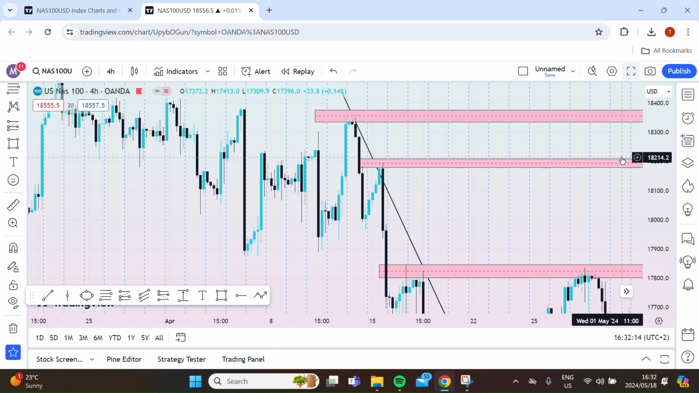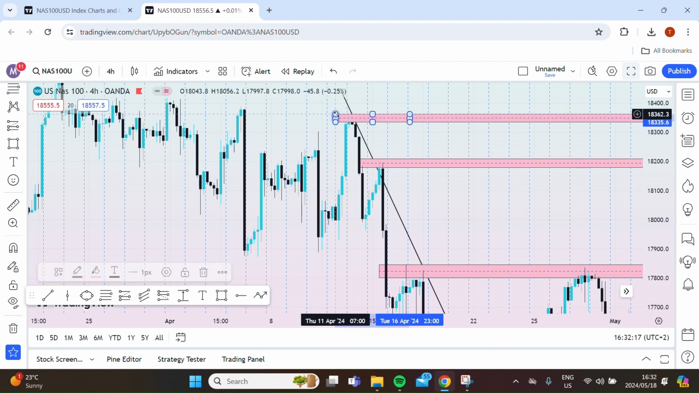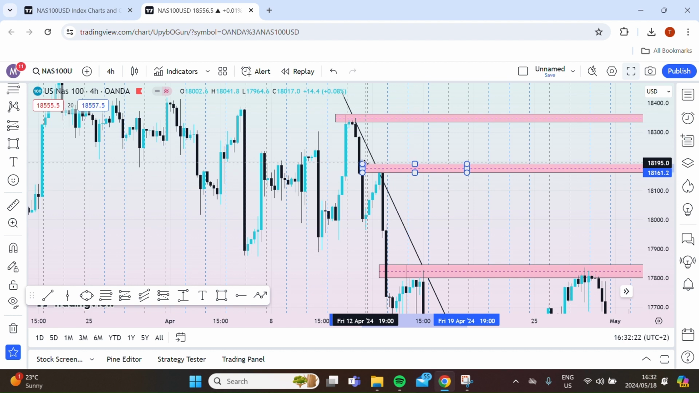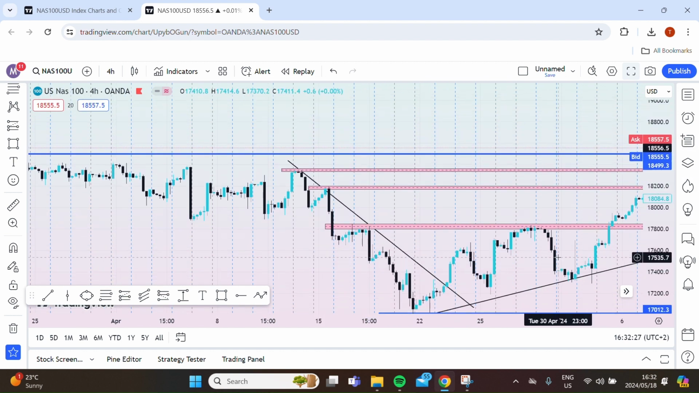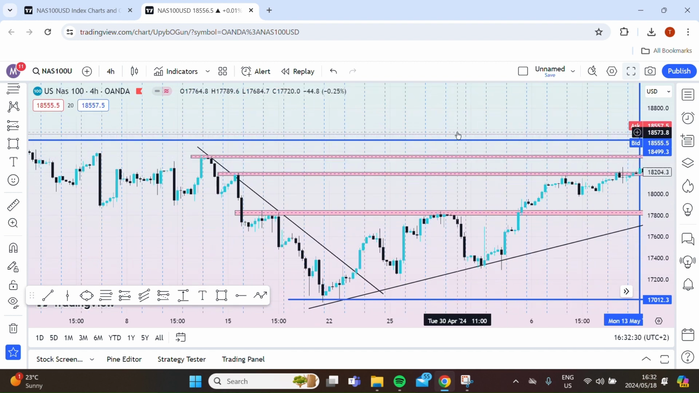So let me just adjust this properly. Fine. Then because my 4 hour is showing me an uptrend, I'm gonna buy until here. We're expecting prices to reach this level right here, right? So from here, I'm gonna buy it till here. I'm just gonna take buys, right?